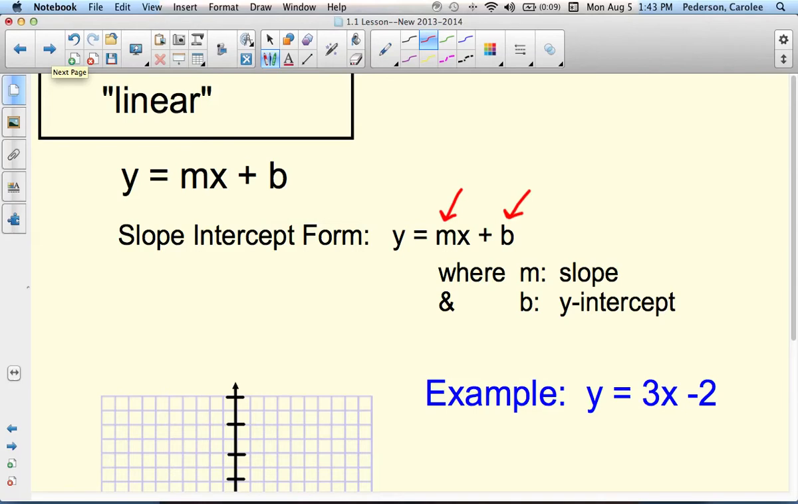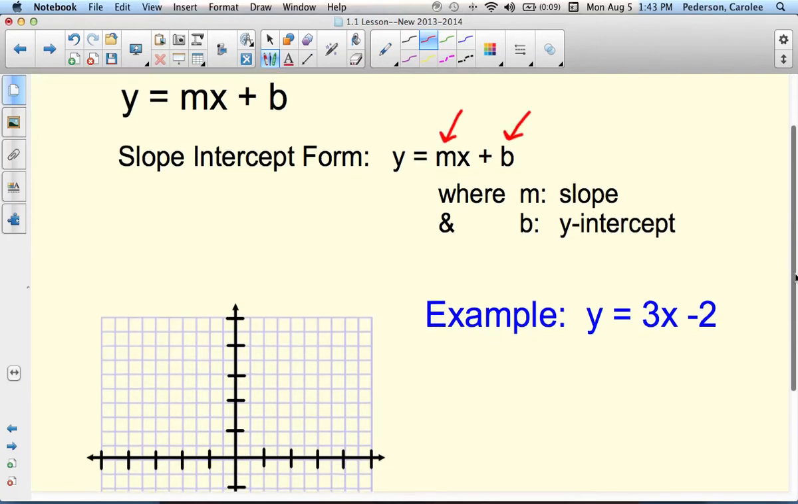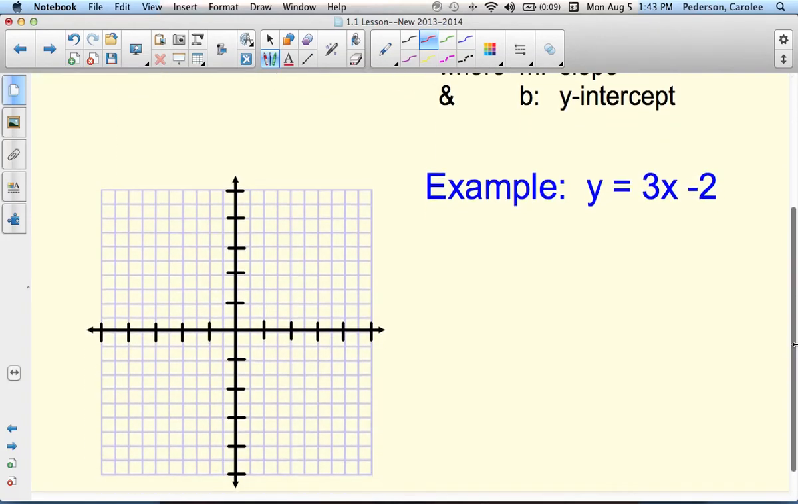Linear is going to graph out a line. So we're going to do this quick example, y equals 3x minus 2. We need to find two things, the slope and the y-intercept. This is my slope, which is 3. We want to rewrite it as a fraction, so 3 over 1. The 3 represents the change in y, and the denominator represents the change in x. Then the negative 2 represents the b, which is your y-intercept.